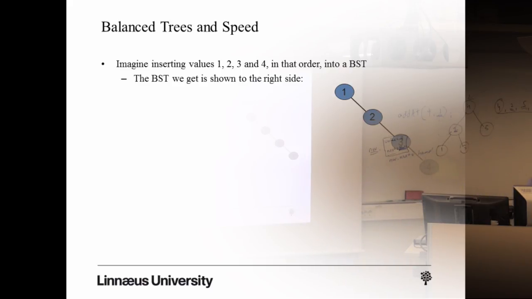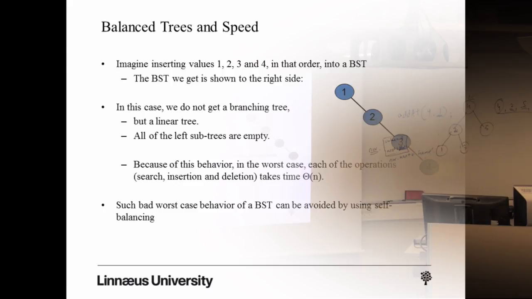So the problem with this kind of tree is, if you add the numbers in this order, we do not get a branching tree or a balanced tree, but a linear tree which is going only in one direction. All of the left subtrees are empty. And if you get this kind of tree, it means the tree is not balanced. And due to this unbalanced tree, in the worst case, if we are looking for a value 4, we have to visit all these elements. Okay? It means the time complexity in the worst case will be the number of nodes in that tree.